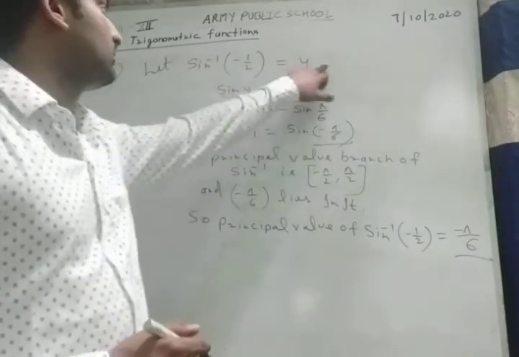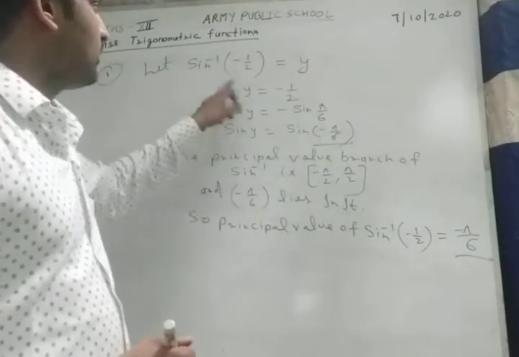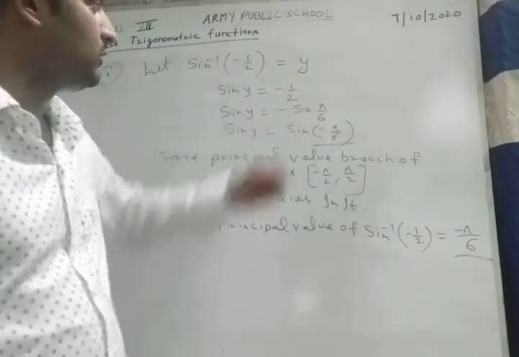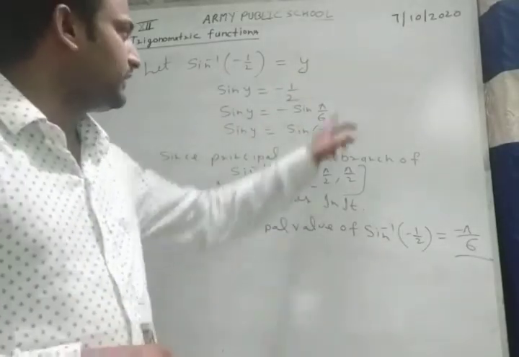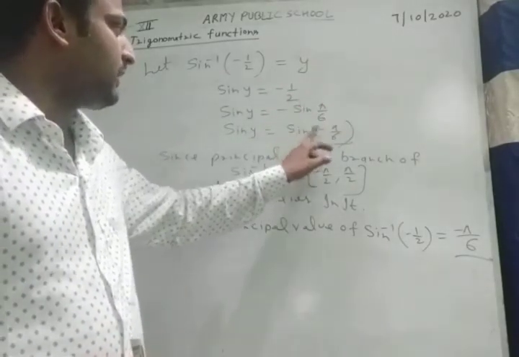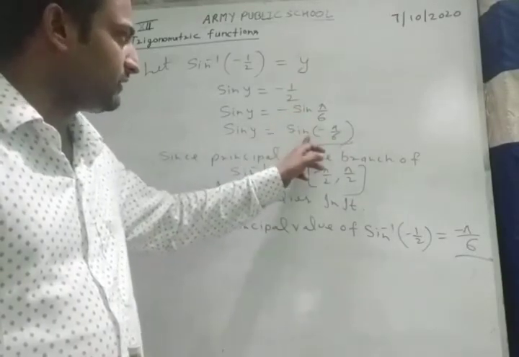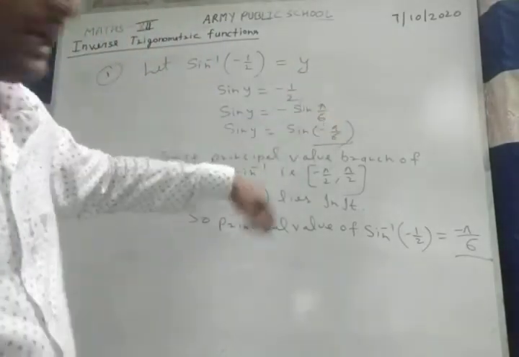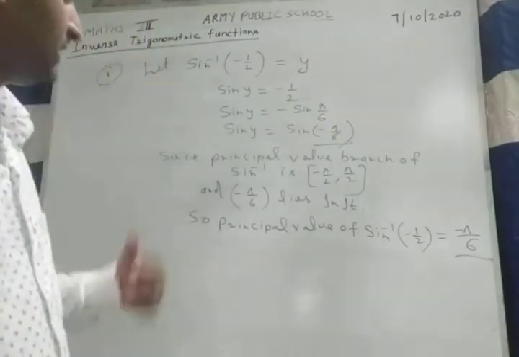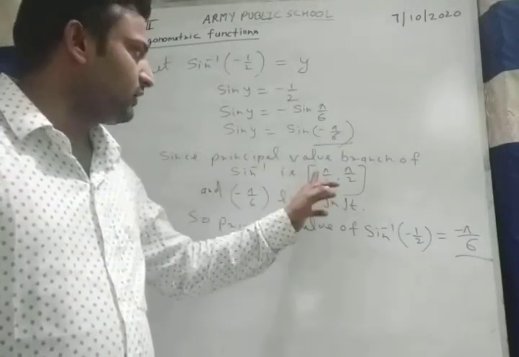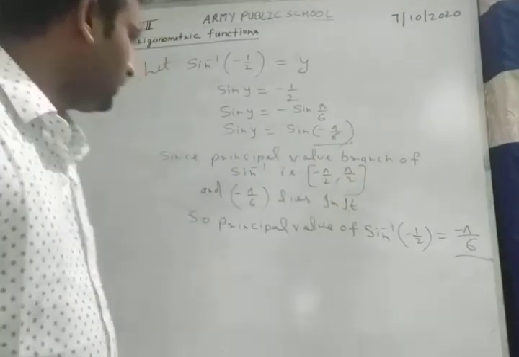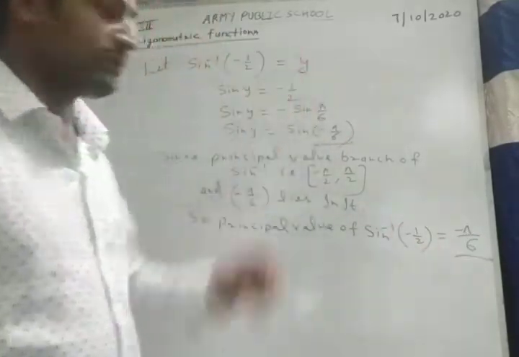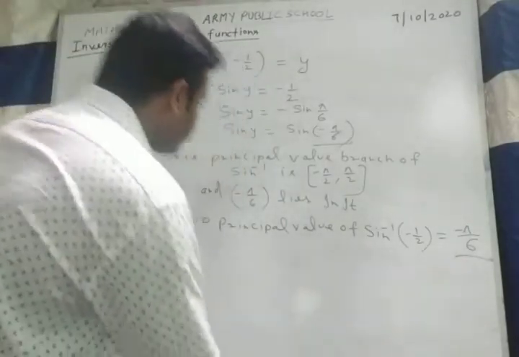First we let the given expression be y. So sine y is equal to minus 1 by 2. Now the value of 1 by 2 is what? Sine 30, which can be written as sine pi by 6, and sine of minus theta is equal to minus sine theta, so we can replace it like this. We see that our angle is minus pi by 6, and this lies in the principal value branch of sine inverse, which is minus pi by 2 to pi by 2. So the principal value of sine inverse minus 1 by 2 is minus pi by 6. Okay, next question.